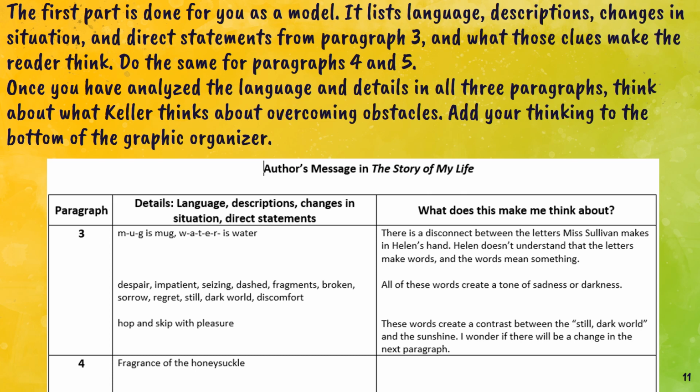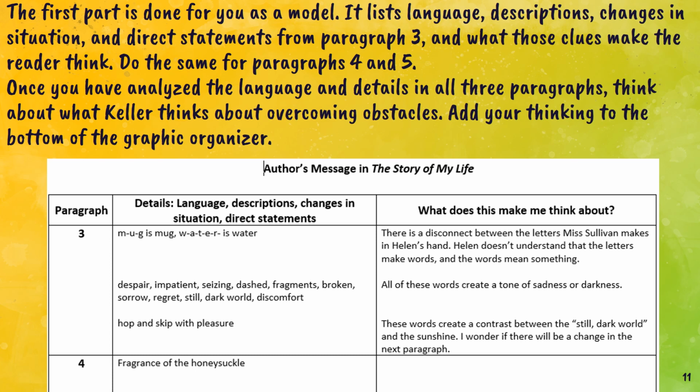In the middle, she uses words like despair and impatient, seizing, dashed, fragments, broken, sorrow, regret, still, dark world, and discomfort. When we look at these words that are used in the text, all of these words come together to create the tone of this piece. It really is a tone of sadness and darkness. When we think about what these words mean, we can understand that this is how Helen was feeling.